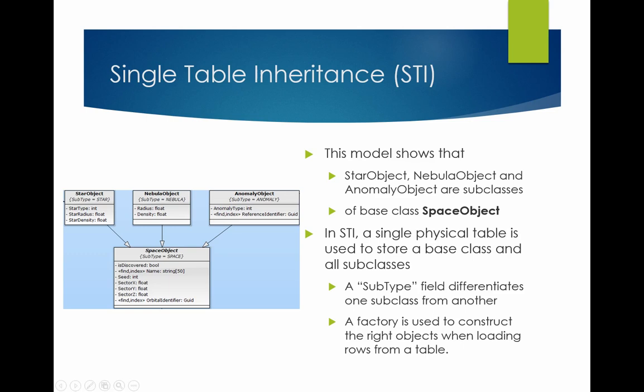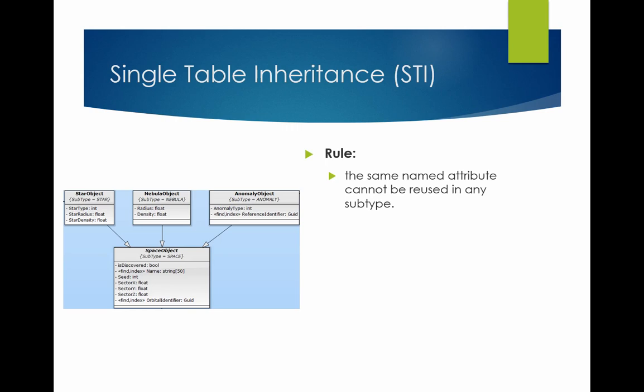There is one rule that you need to know about, and that is that you can't use the same named attribute within any subtype. So for example, if these two pieces here wanted to use name, you couldn't do that. Now you can sometimes resolve that problem by introducing an abstract subtype in the middle of your inheritance hierarchy. Generally just rename it. It's really not that big a deal.